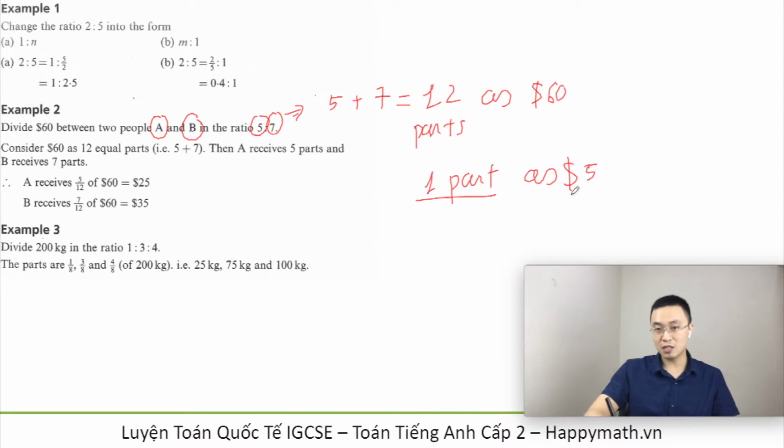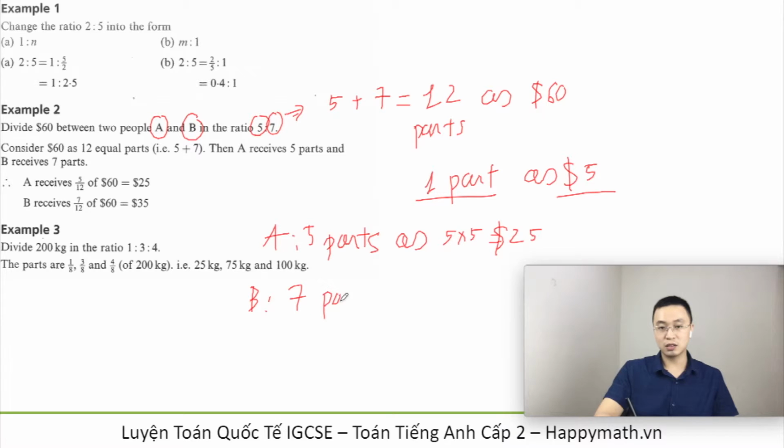Because one part corresponds to $5, we combine to figure out A and B. A corresponds to 5 parts, and one part equals $5, so 5 parts will be 5 multiplied by 5, equal to $25. And how about B? B has 7 parts, and one part is $5, so 7 parts is 5 multiplied by 7, which is $35. So here is the money A got, and here is the money B got. Okay, that's it. It's not too difficult, right?